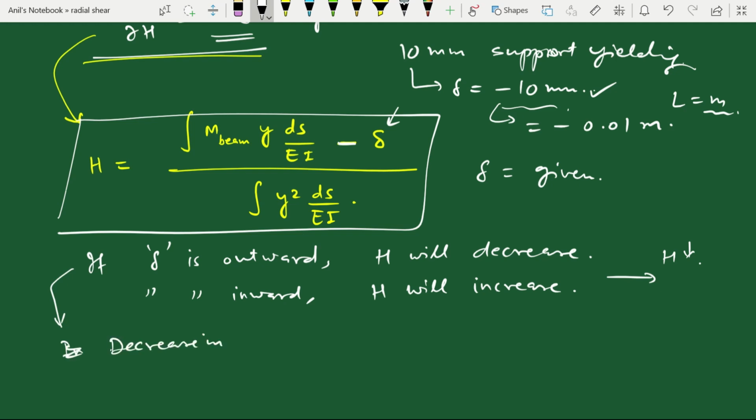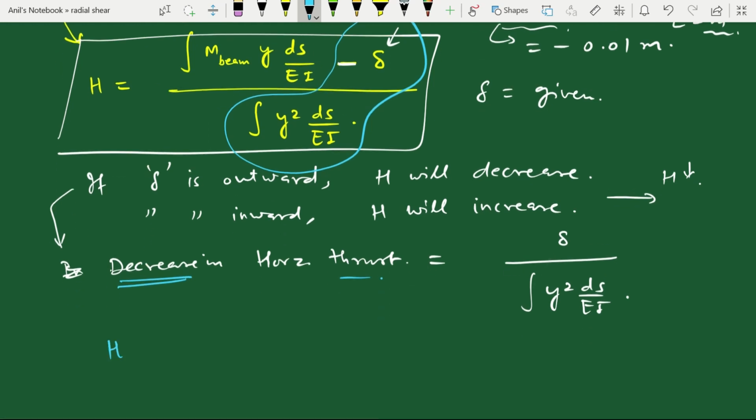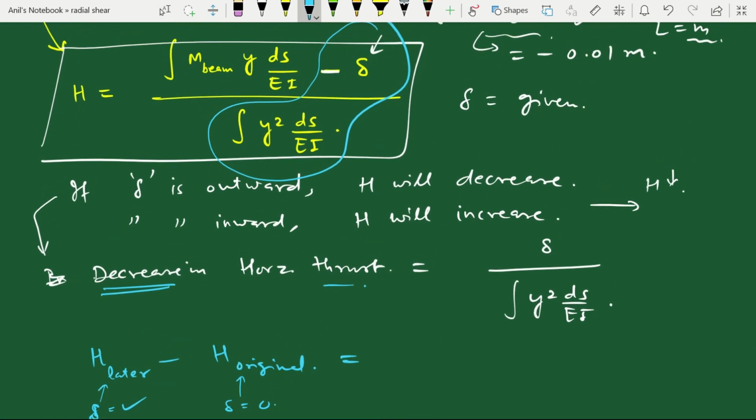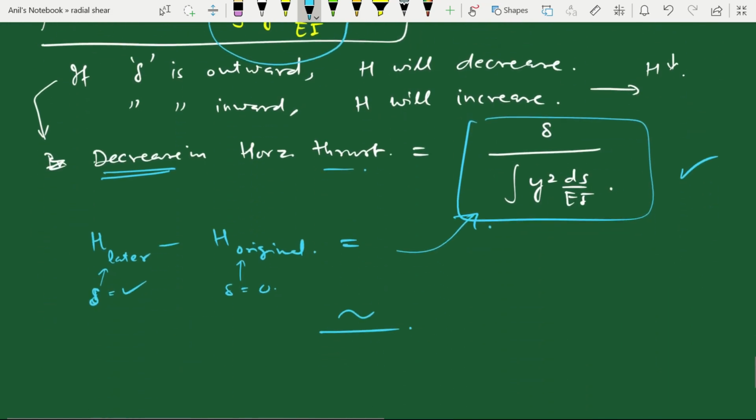So here it can be easily seen that decrease in horizontal thrust will of course be delta upon integration y square ds upon EI, which is simply this much portion. So it is decrease in H, of course, because H later minus H original. H original means when delta was 0. H later is when delta is given. So there is some support yielding. So of course we are going to get this relationship, this expression for change in thrust. That's all for this case. Thank you.